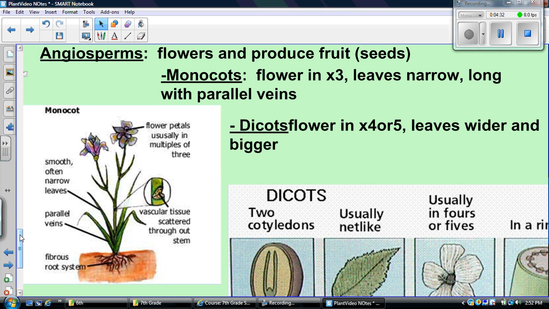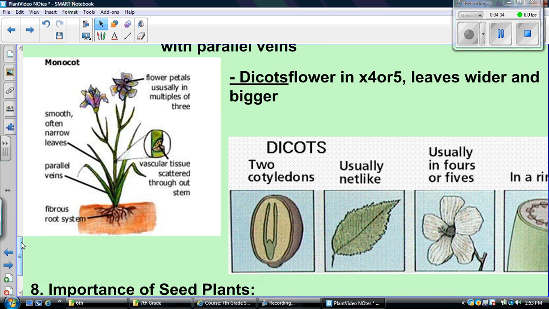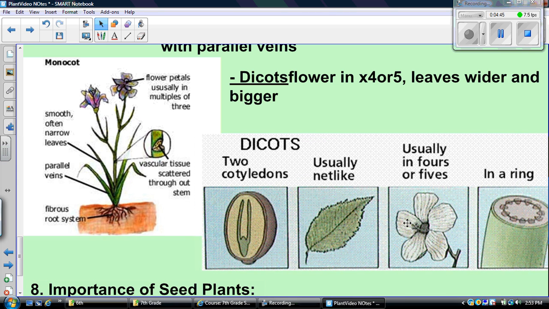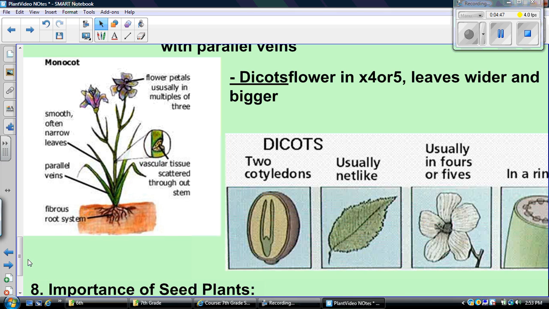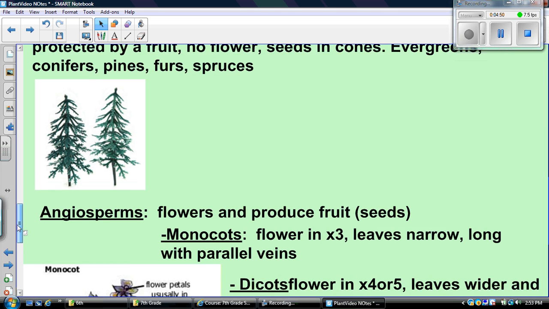Dicots have flowers in multiples of 4 or 5. The leaves are wider and bigger. This flower has 4. So let's look at some other characteristics between the two.